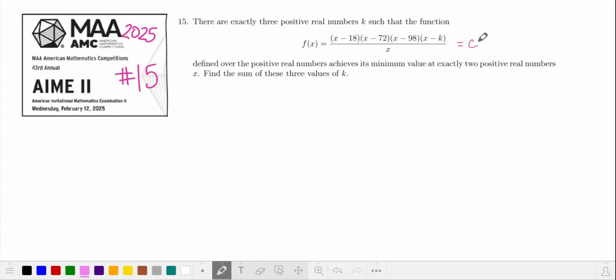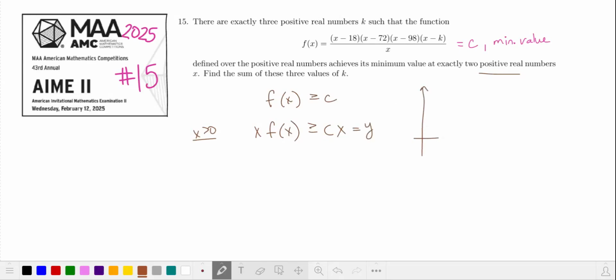Let's let c be our minimum value of this function. So we have that f of x is greater than or equal to c. Multiplying our function by x turns this into a polynomial. And so when x is positive, we have that the polynomial on the left-hand side is greater than or equal to c times x. So let's graph y equals c times x.